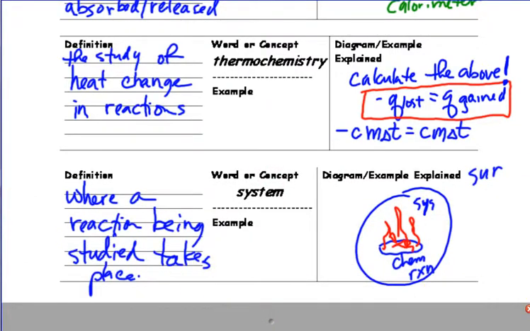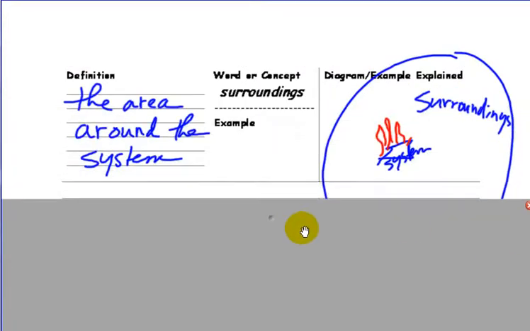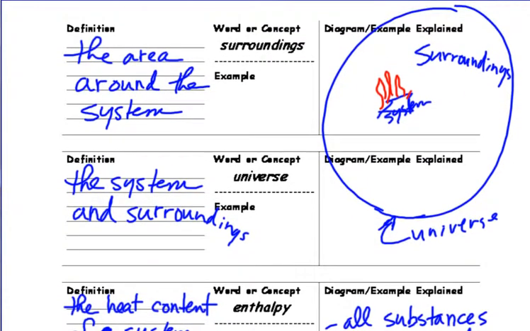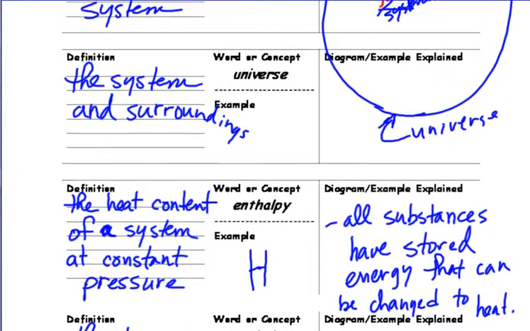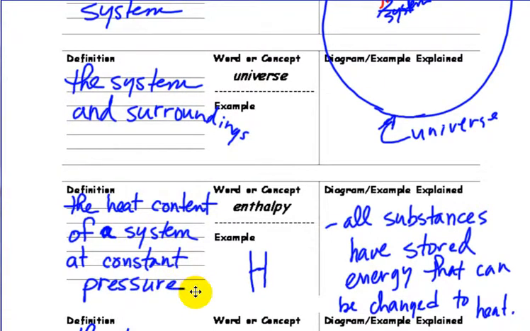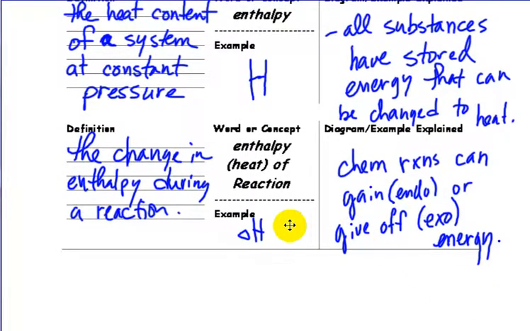System, where a reaction takes place. As you can see, surroundings is surrounding the system. Surroundings, the area around the system. And then, of course, the universe contains both of those together, the system and the surroundings combined. Enthalpy, the heat content of a system at constant pressure. So all substances have stored energy that can be changed to heat. And enthalpy of a reaction, or heat of reaction, the change in enthalpy during a reaction. So chemical reactions can gain or give off energy.